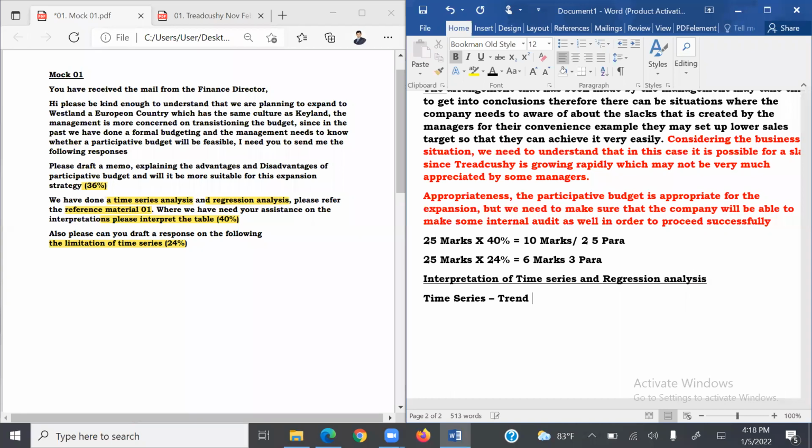What we do, students, is develop a linear equation by plotting our trend. So it is y equals a plus bx. Students, y is the dependent variable, a is the intercept, the point cutting the axis, and b is the gradient, and x is the variable.